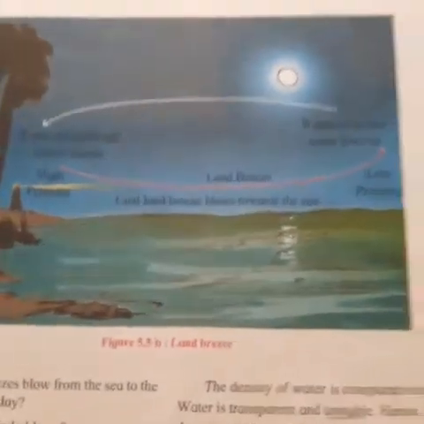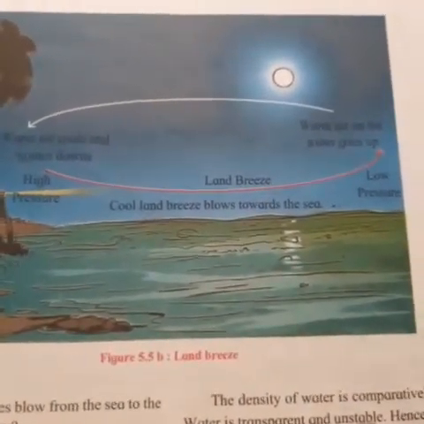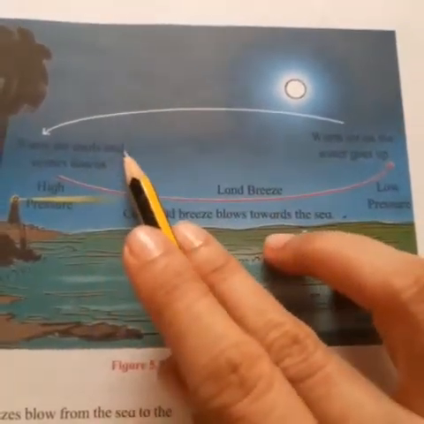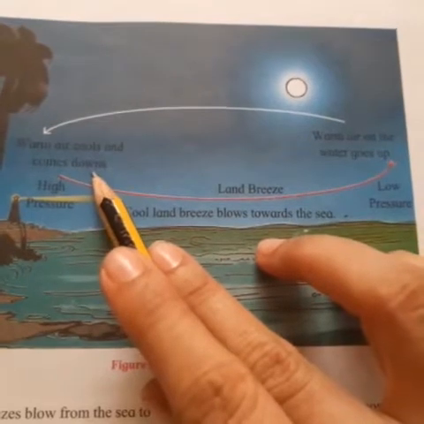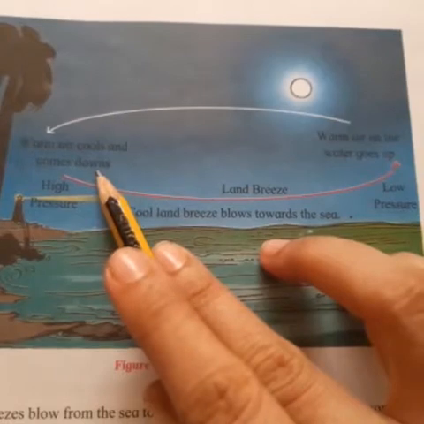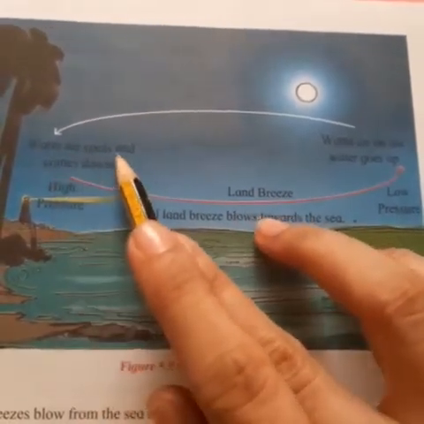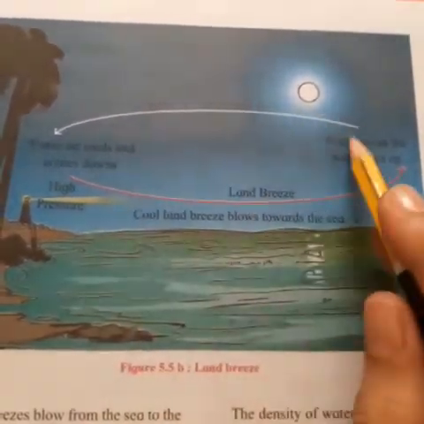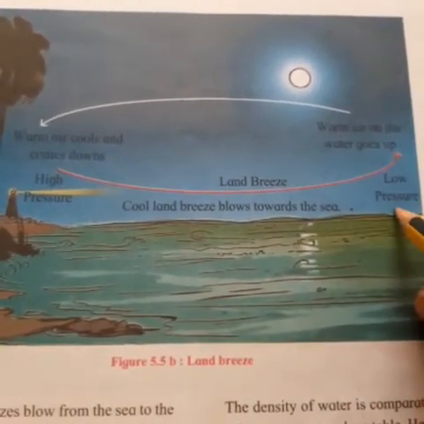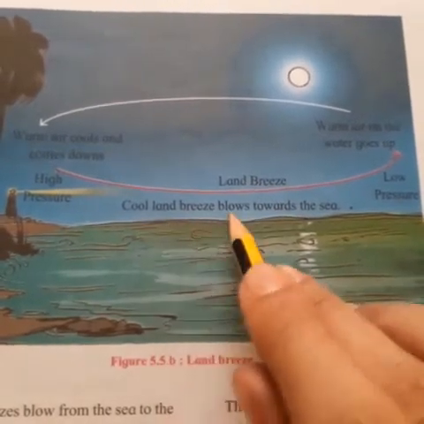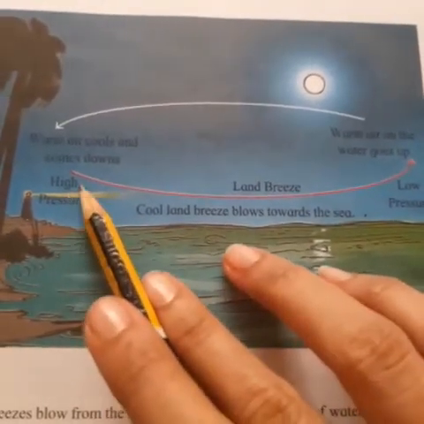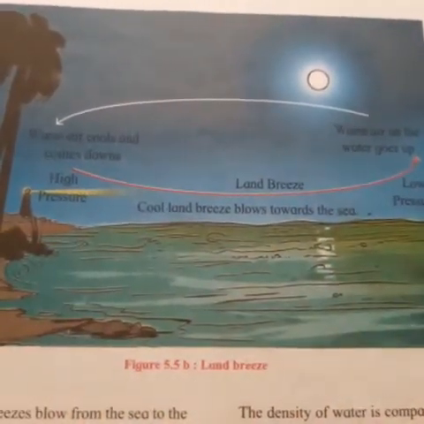Same way in the land breeze, with a little difference at night time. Warm air cools and comes down. Before, in the sea breeze, air on the land gets heated and goes up. Over here, at night time, warm air cools and comes down. Then warm air on the water goes up, and it creates a low pressure over here, and the cool land breeze blows down towards the sea. Near the sea it creates a high pressure.